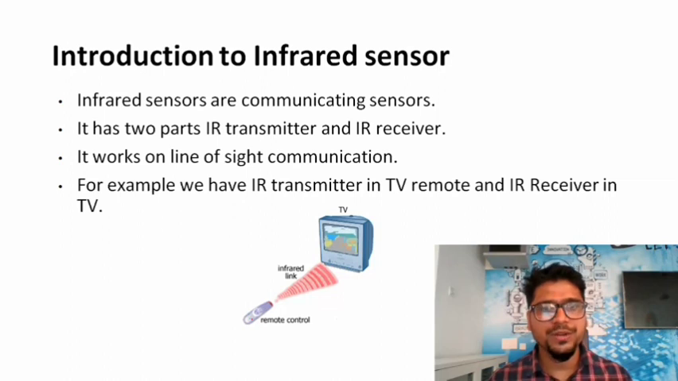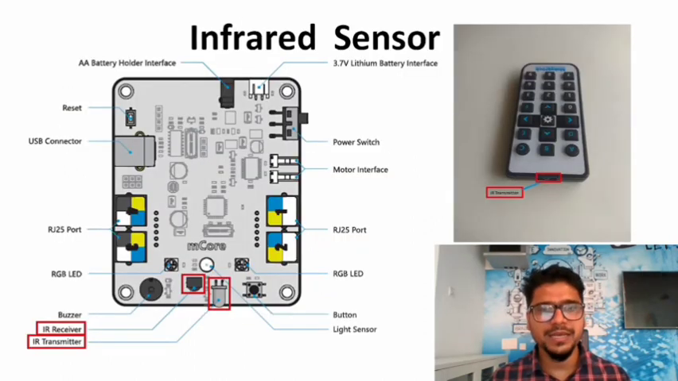Example of infrared sensor is we have IR transmitter in TV remote and IR receiver in TV set. Using IR remote, we will be able to change channel, increase and decrease volume. So whenever we press a key from remote, message transmitted from IR transmitter, which is received by IR receiver in TV set and do a particular task.